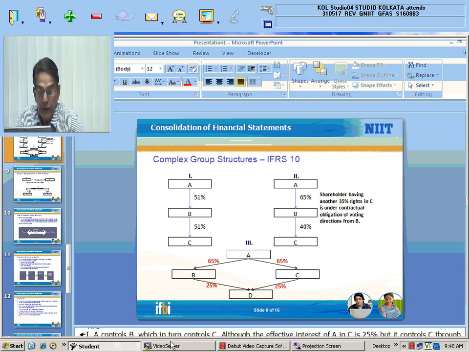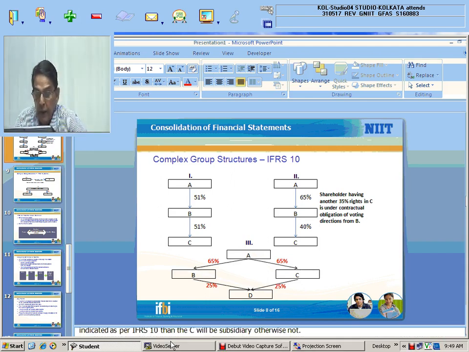Okay. Then the second one: A is the parent of B because A owns 65% shares of B. A is also a parent of C, although B only owns 40% of the shares of C. The shareholders having another 35% rights in C are under contractual obligation of voting directions from B. So B only holds 40% of shares of C, but another 35% of the shareholders in C are under contractual obligation of voting directions from B. So they will vote as per directions of B.